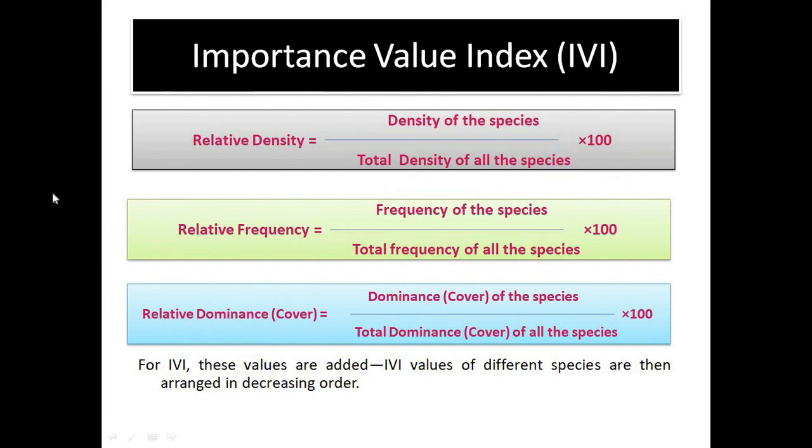You can see, for relative density, the density of the species upon total density of all species into 100. To find the relative frequency, the frequency of the species upon total frequency of all the species into 100. And to find the relative dominance or cover, the dominance of the species upon total dominance of all the species into 100. So we can find all three characters, and if these values are added, IVI values of different species are arranged in decreasing order.